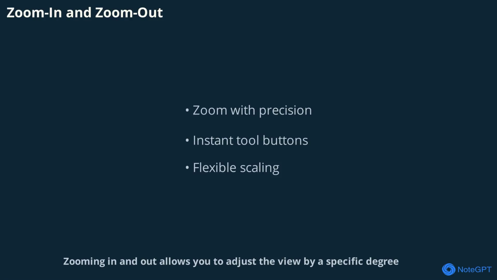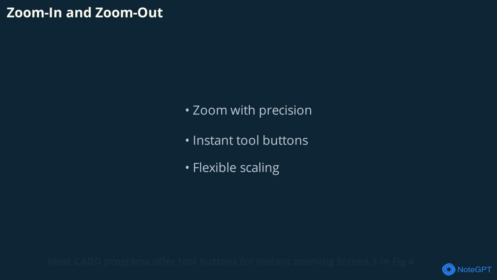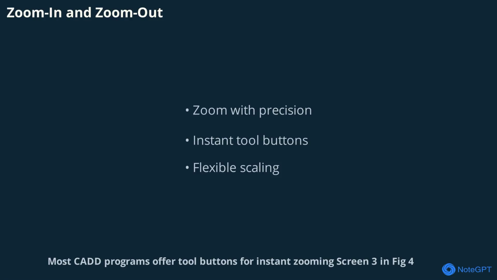Enter a percentage or zoom factor to enlarge or reduce the image. For instance, 150% or 1.5 magnifies the image, while 50% or 0.5 reduces it. Most CADD programs offer tool buttons for instant zooming. Screen 3 in Fig. 4.3 shows how clicking the zoom out button reduces the image by 50%, making it easy to see the bigger picture or focus on details as needed.